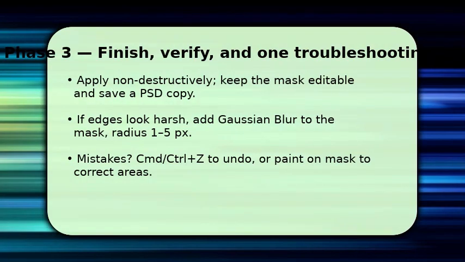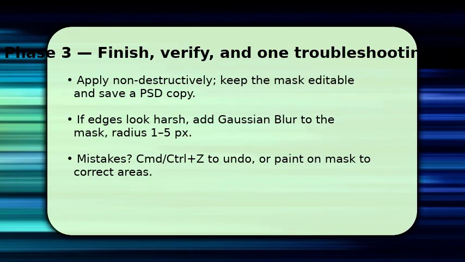Finish by reviewing the whole composition and toggling the mask to see before and after. If the fade edge is too hard, select the mask and apply a small Gaussian blur. 1 to 5 pixels often softens it nicely.